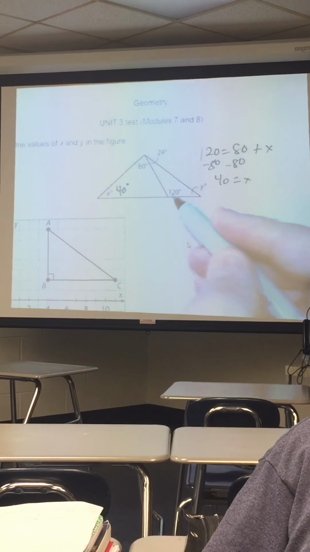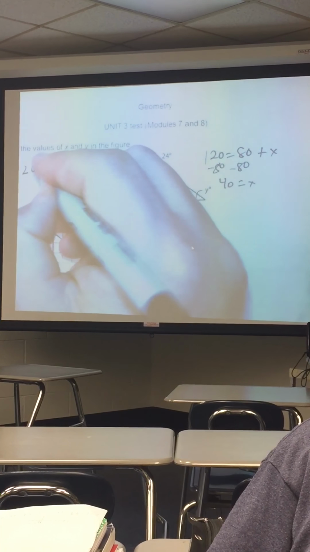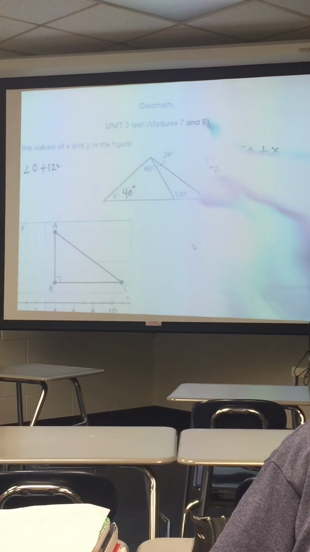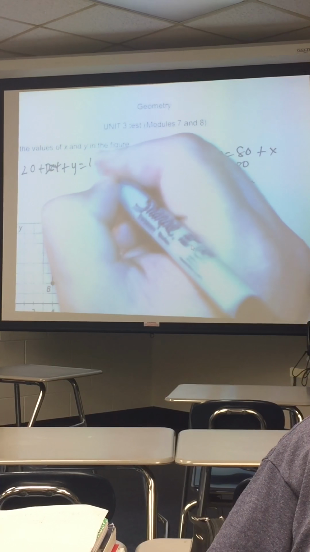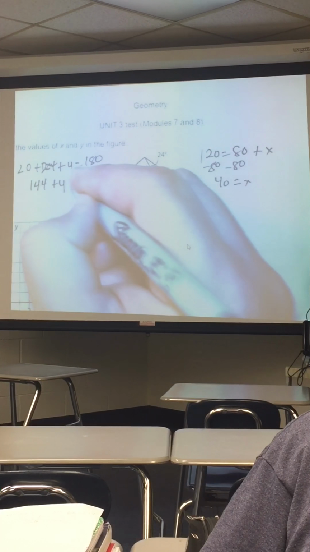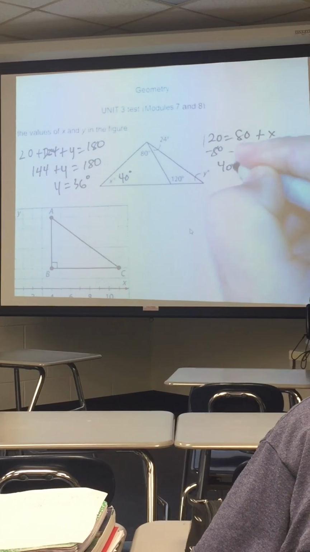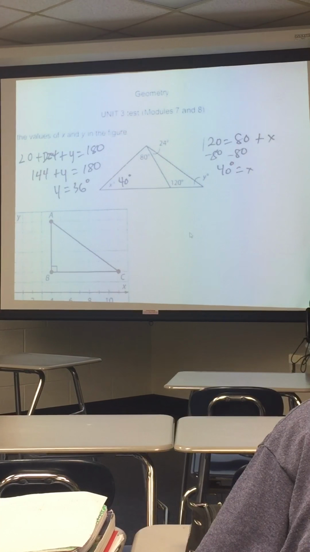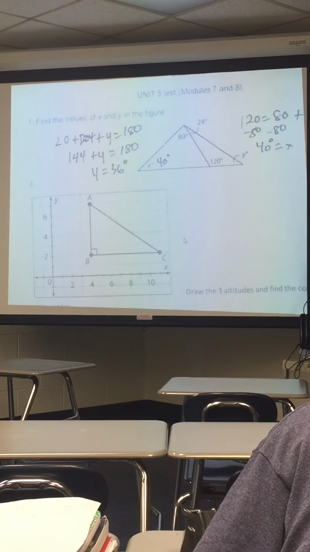And then by the triangle sum theorem, I know 120 plus 24 plus y equals 180. That gives us 144 plus y equals 180, and y is equal to 36. All right, there's our two answers, 36 and 40. Number 2 is actually easier than what we made it out to be.